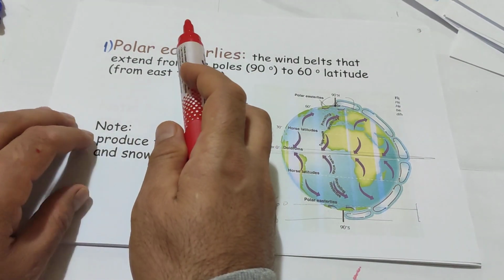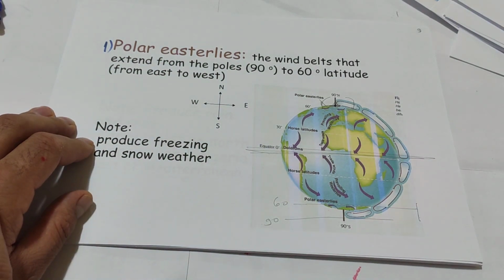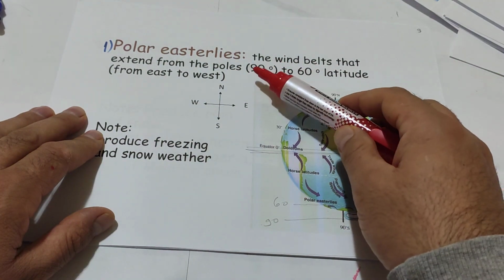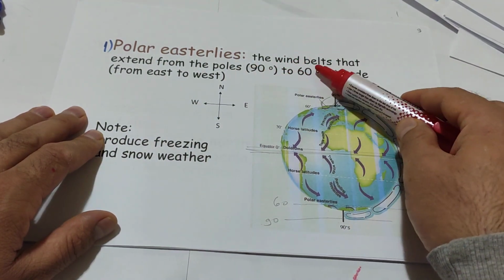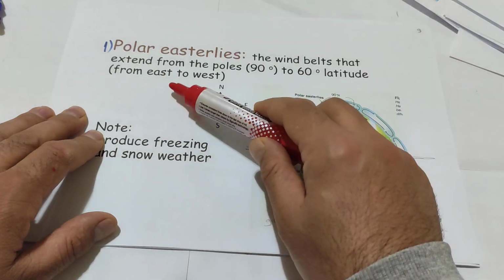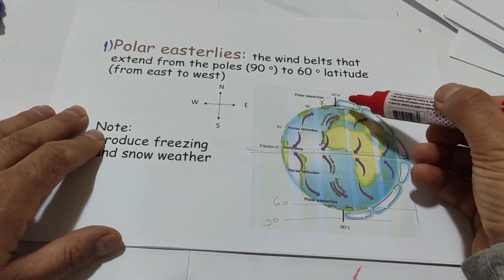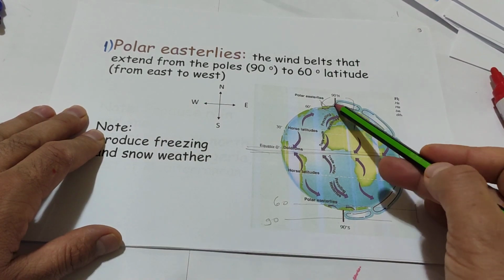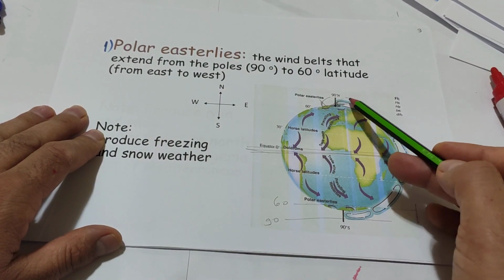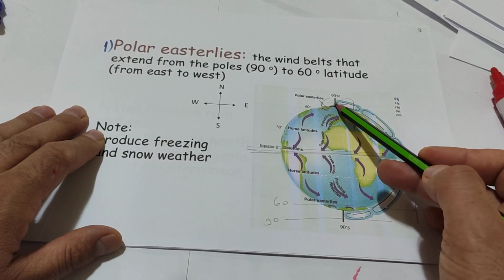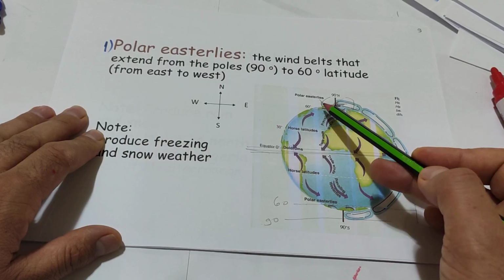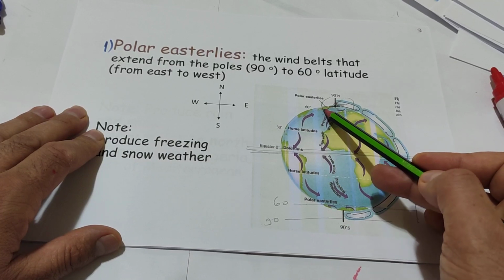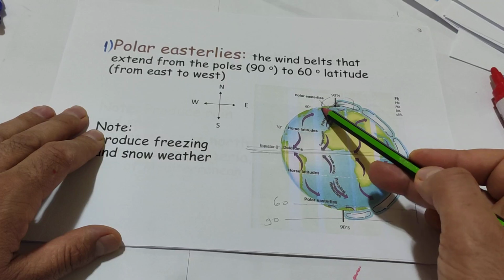The first kind of global winds, polar easterlies. The wind belt that extends from the poles, 90 latitude, to 60 latitude, from east to west. That means, students, these are 90 latitude, almost the end of Earth. Air moves from 90 to 60 latitude, from east to west.